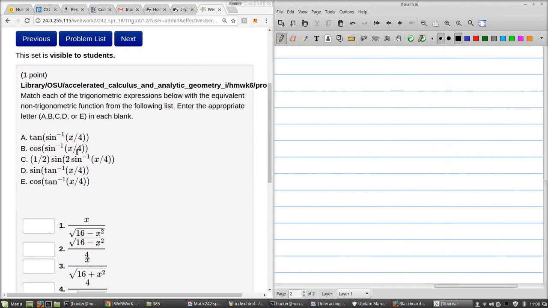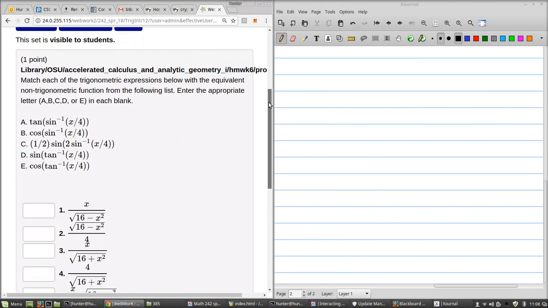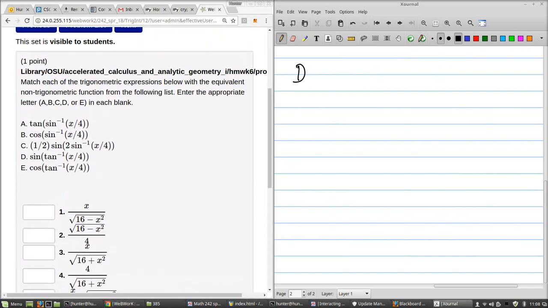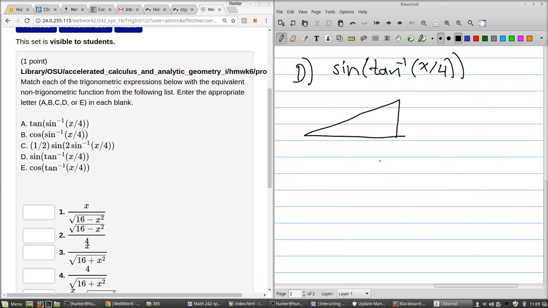Alright, so we're supposed to match these things with the equivalent non-trigonometric function. So let me just do d. Let's look at d. I'll just do a couple of these. So d says that we have sine of tan inverse x over 4. So what I'm going to do is draw a triangle and then just try to sort of feel my way through here.